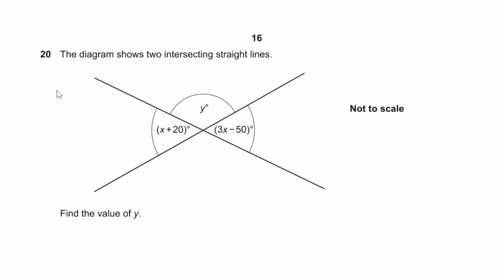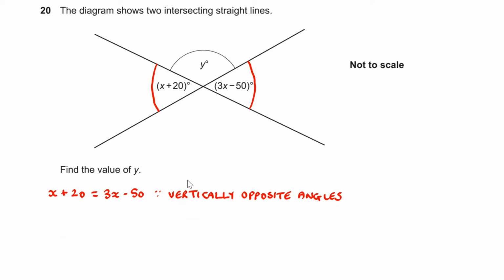Question number 20. The diagram shows two intersecting straight lines, so that's what we see here. And what we have to do is find out the value of y. Well, what you can see is we've got vertically opposite angles. So therefore, this angle over here is equal to this angle over here. So we've got x plus 20 equaling 3x minus 50. And the reason for this, we have vertically opposite angles.